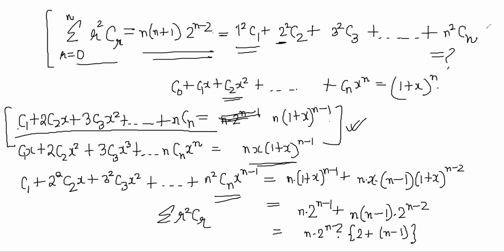Now the idea is that we need to get the sum of all the odd ones only out of this.